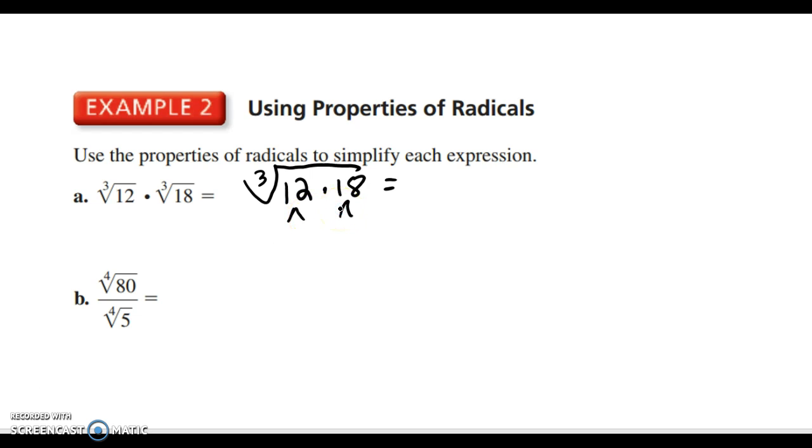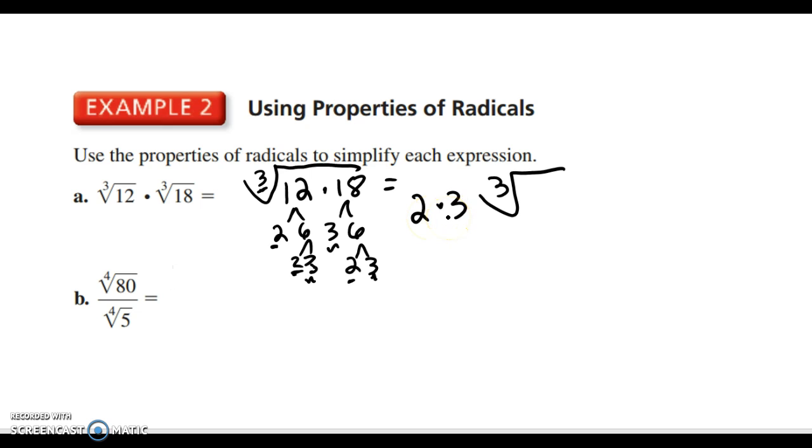12 will be 2 times 6, and 6 is 2 times 3, where 18 can be 3 times 6, and 6 is 2 times 3. Now, because it's a cube root, we're looking for trios. Every time we have a trio, so we have 3 2's, and we have 3 3's. So we can write our cube root. We have a trio of 2's, so that can come out, and a trio of 3's can come out, and there's nothing left, so we actually don't need this radical, and you can multiply 2 times 3 and get 6.